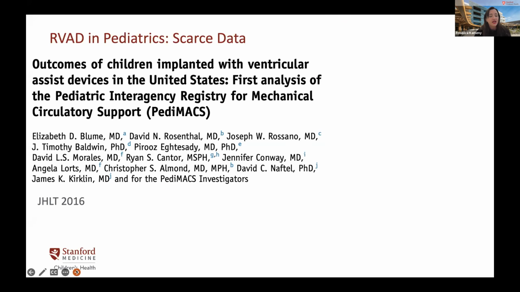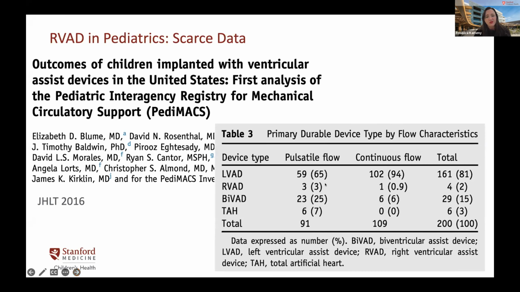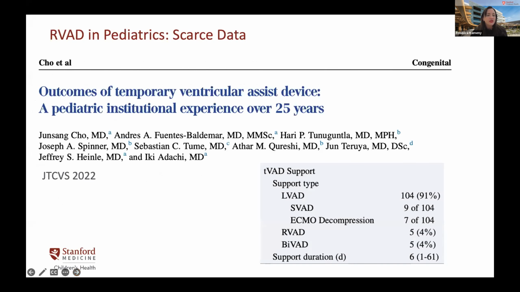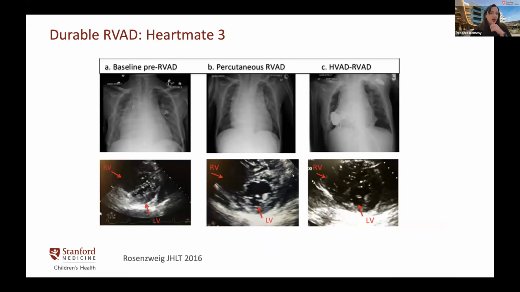So RVAD in pediatrics, unfortunately, there's really quite scarce data. This is from the PediMACS registry data published now almost a decade ago. But even though they had 200 total patients that were supported with VADs of some type, only four of those patients were supported with RVAD. So really hard to draw any conclusions from that. More recent paper, again, out of the Texas group, talking about temporary VAD support, which we'll get into more in a bit. Again, quite a number of devices, only 5 of which, 4%, were RVADs, and then some more BiVADs. So really hard to draw sweeping conclusions about what to do from big registries, but we're used to that struggle in pediatrics. So people have been clever about what to do.